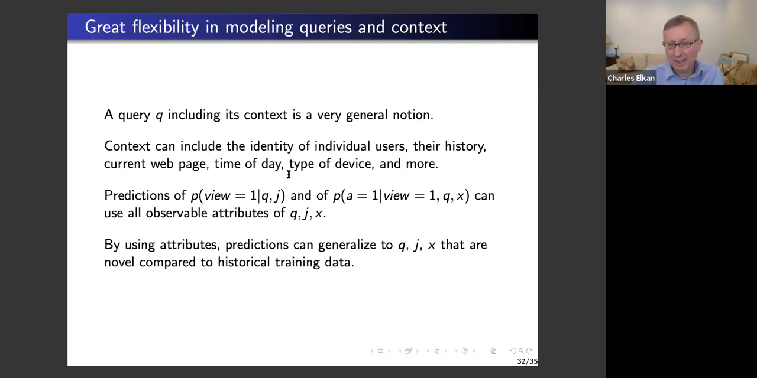And by using attributes of queries and positions and results, the method can generalize to really solve the cold start problem. So it can generalize to new queries, new positions, and new results.